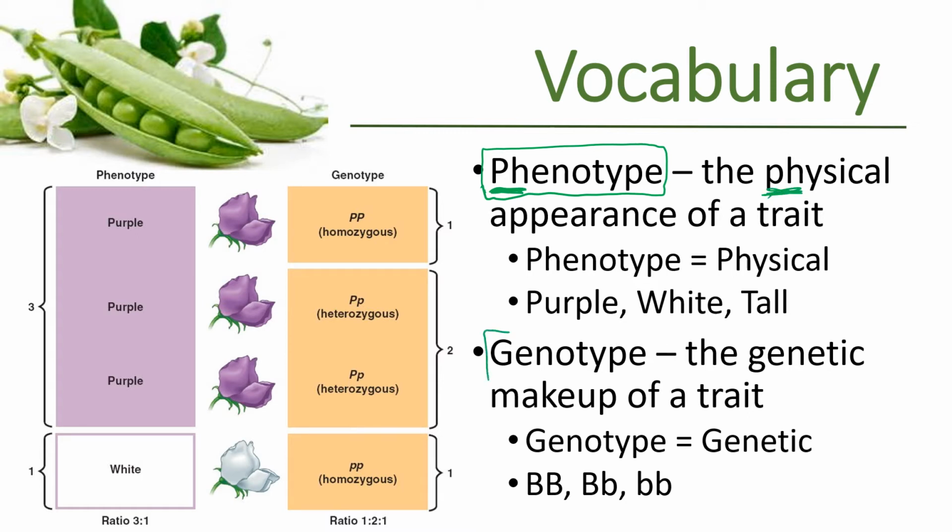The next term that we use in genetics is this term genotype. And this is the genetic makeup of the trait. What are your actual genes saying? The way I remember this is the GEN for genetic. And we're going to talk a little bit more about what these letters of the genotype mean in a moment.